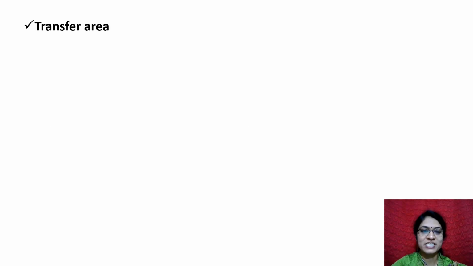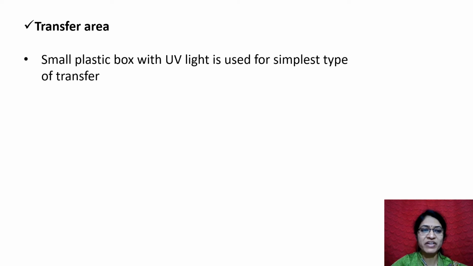The next facility is the transfer area, where all the experiments or inoculation are done. For this purpose, we can use a small plastic box or wooden box that must have UV light and fluorescent light inside.